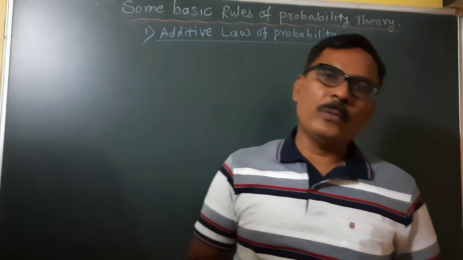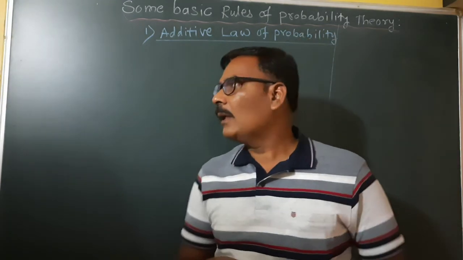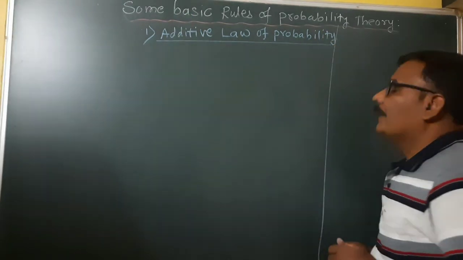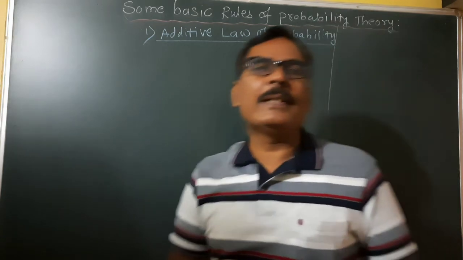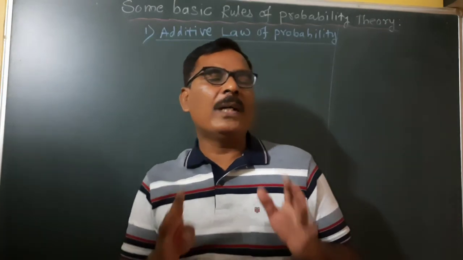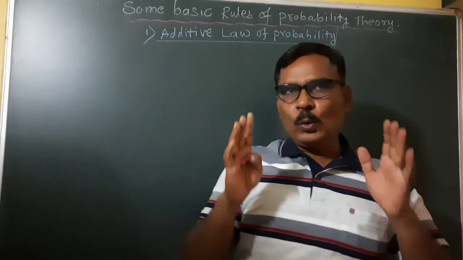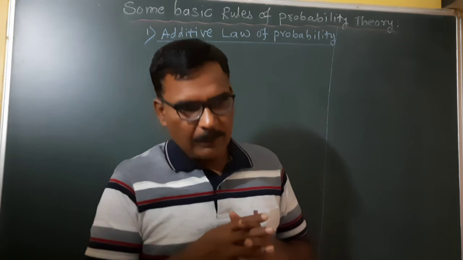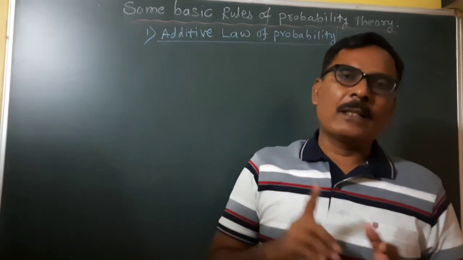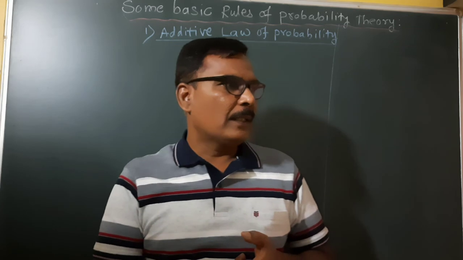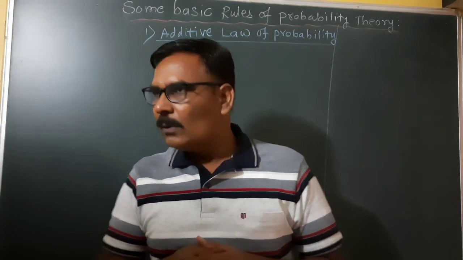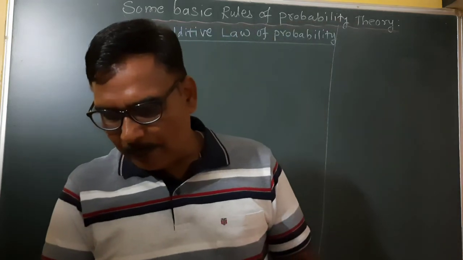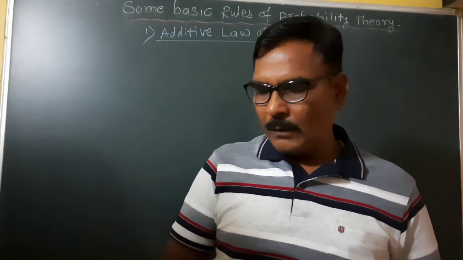Now, in today's lecture, we are going to discuss a very important article, that is some basic rules of probability theory. In this lecture, we will discuss two rules and two problems on the basic rules of probability theory. The first one is the additive law of probability, and the second one is the multiplication rule for probability.